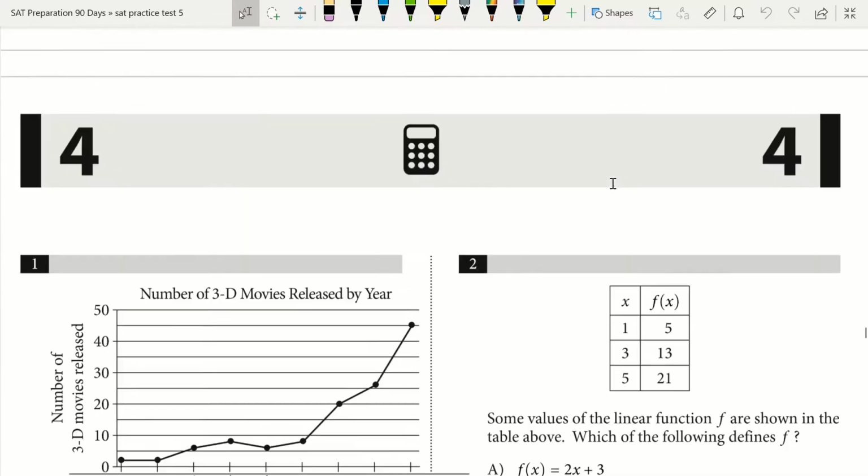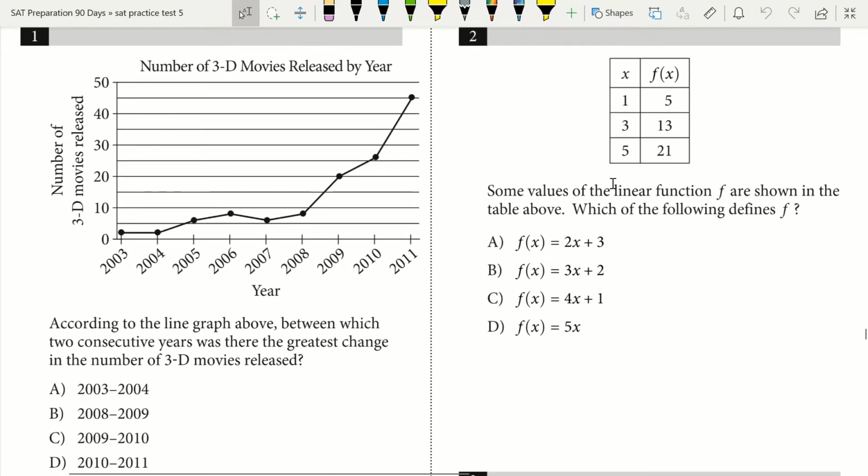I'm going to be doing this just like if I were really taking it, so keep in mind that the answer explanations won't be very long because of that. Question 1: according to the line above, between which two consecutive years was there the greatest change in the number of 3D movies released? I'm looking for the greatest change in my Y, which is number of 3D movies released. I see that that occurs from 2010 to 2011, so my answer for number 1 is going to be D.